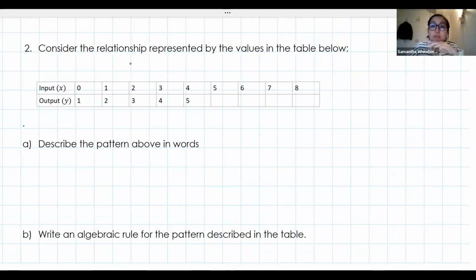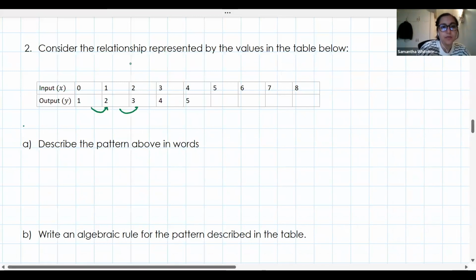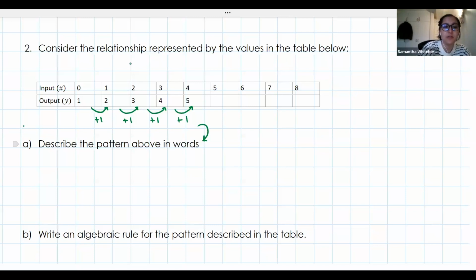All right, so I apologize, I did change my output numbers. I wanted to show you something with our graph and we'll eventually get there. So what we've got is outputs of 1, then 2, then 3, then 4, then 5. And so hopefully what we can see is that we're just adding 1 each time. So again, when it comes to question A, describe the pattern above in words, we are adding 1 each time to get from one output to the next.